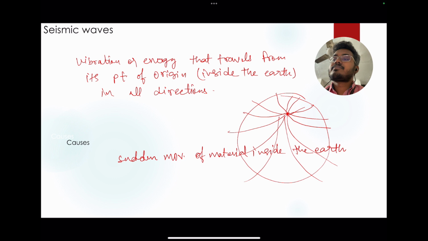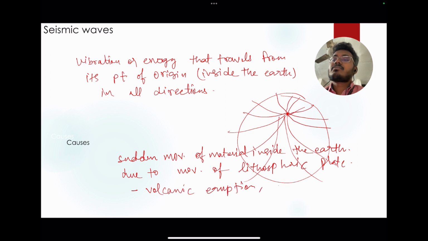Most of the seismic waves are created due to movement of lithospheric plates inside the earth, but some can also be caused due to volcanic eruption, magma movement or magma intrusion, or man-made causes like violent explosion.